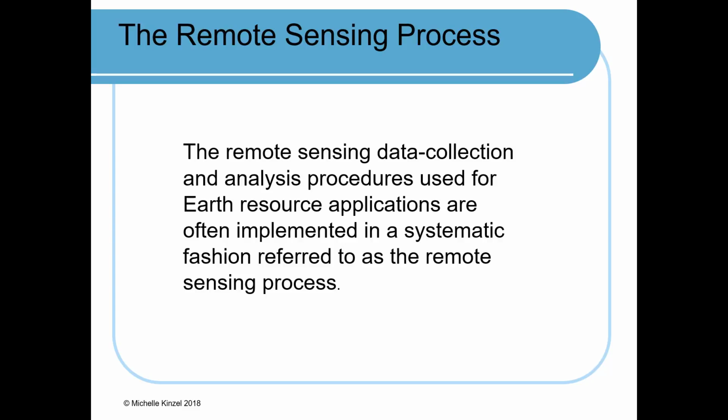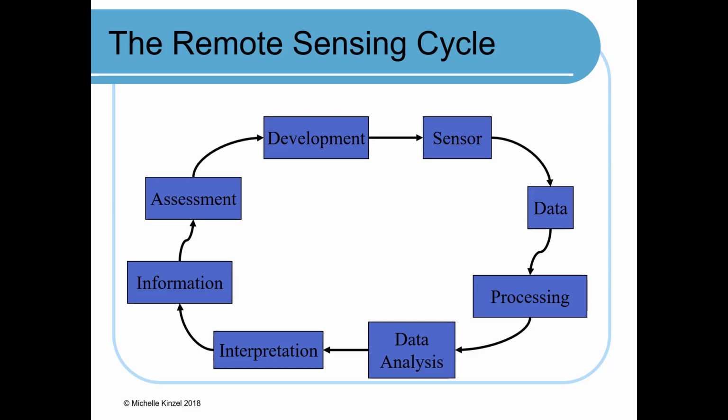So the remote sensing process: the remote sensing data collection and analysis procedures used for Earth resource applications are often implemented in a systematic fashion. This is referred to as the remote sensing process. Here's a diagram showing the process. It is circular, and there are often random starting points for this cycle.